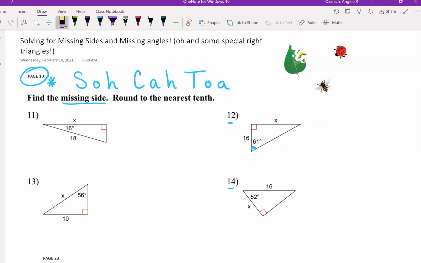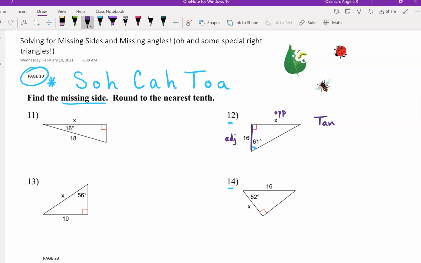So let's look at what we do have. We have the side adjacent to my angle. And remember I said that if you would like to label these to help you out, just do that. Label that one. This one across over here, x, is the opposite. So when we set up our proportion, we are going to use tangent, opposite and adjacent.